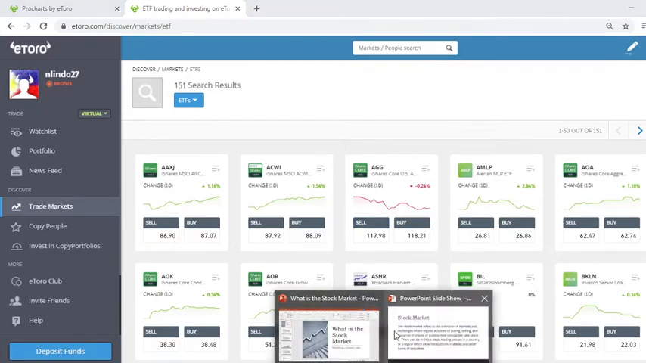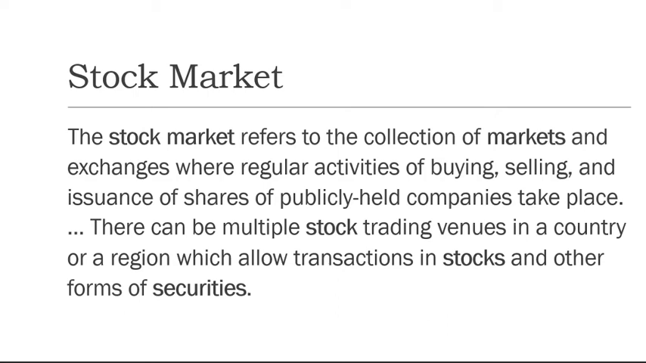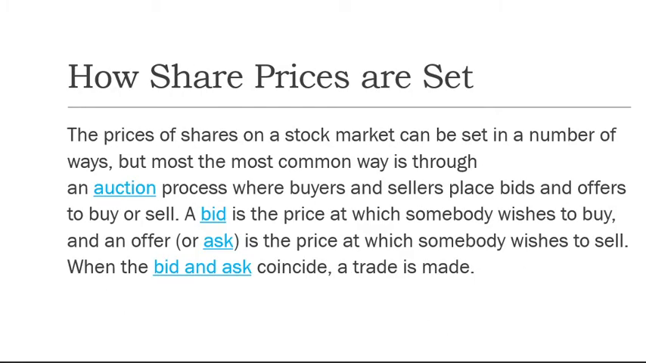Okay, let's go to the next slide. How share prices are set. The prices of shares on a stock market can be set in a number of ways, but the most common way is through an auction. So it's an auction where there's a bidder and then the one who asks. A bid is a price at which somebody wishes to buy, and an offer or ask is the price at which somebody wishes to sell. When the bid and ask coincide, a trade is made. So when both parties agree on a specific price, that is where the trade is made.